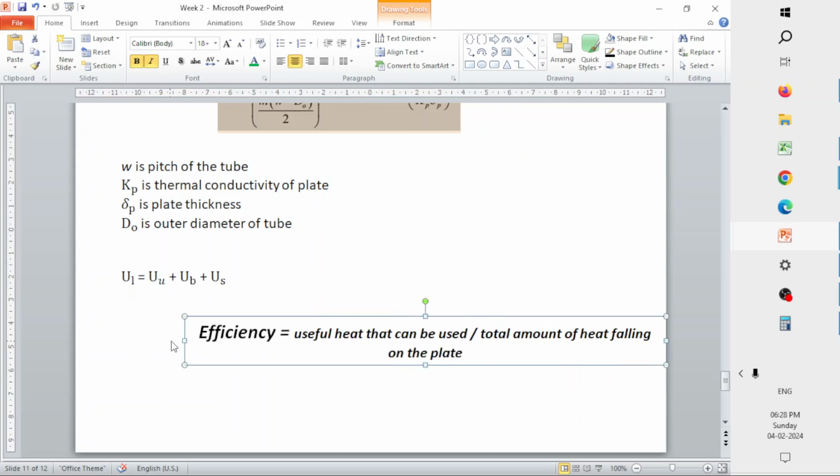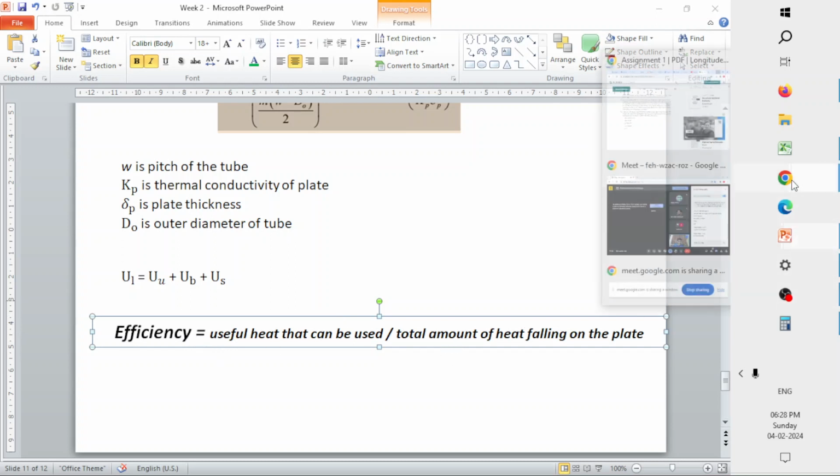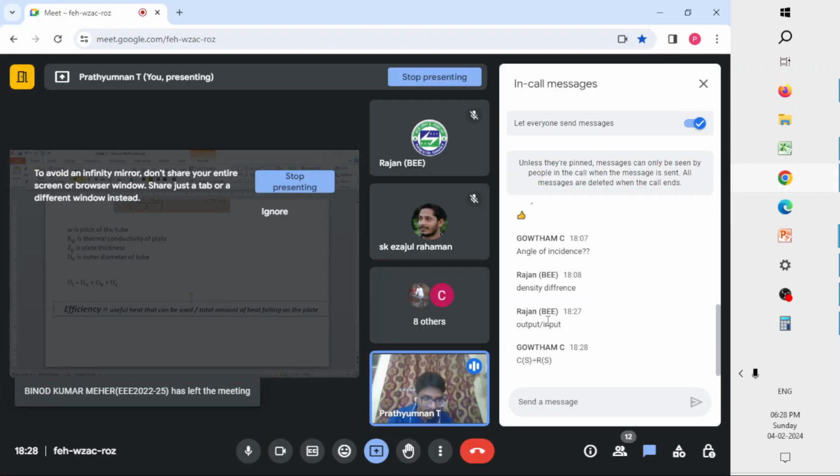See, it's easy because I have given the hint, and this is exactly what any efficiency equation is used for. You just need to tell me now what could be the expression here. I have given the hint also: useful heat, total amount of heat that falls on the surface. So I expect somebody to at least tell. Okay, output by input, yes, then CS divided by RS.